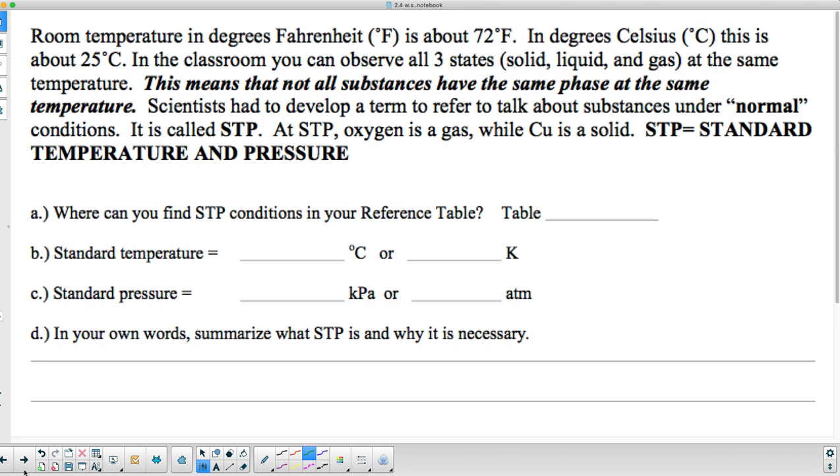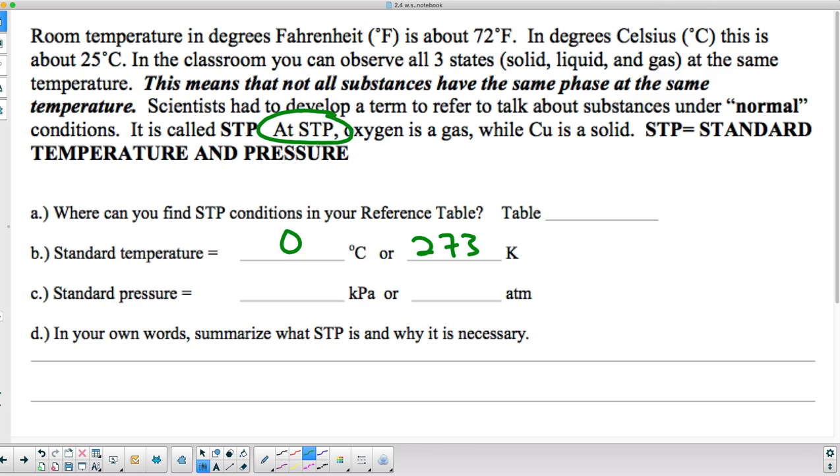Moving on. Standard temperature and pressure. Okay, we need something that at STP, this is a very common standard temperature. Standard temperature is 0 degrees Celsius or 273 Kelvin. I don't mind telling you this. I forget what the table is. I think it's on the very front of that sheet. So it's either table A, B, C, D, something like that. I don't know which one it is, so you're going to have to check that out.